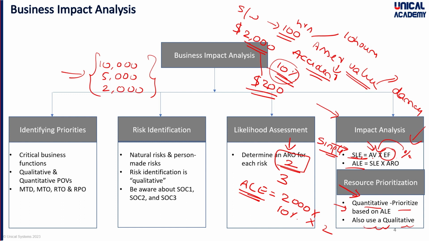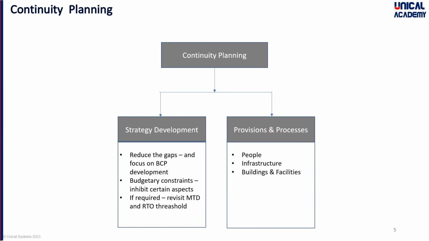Maybe critical people, maybe an important customer, maybe certain regulatory requirements, or these take equal precedence while we decide. So business impact analysis is talking about identify priorities, identify risk, assess the likelihood, and then comes the impact analysis. Here comes the end of this, the third one.